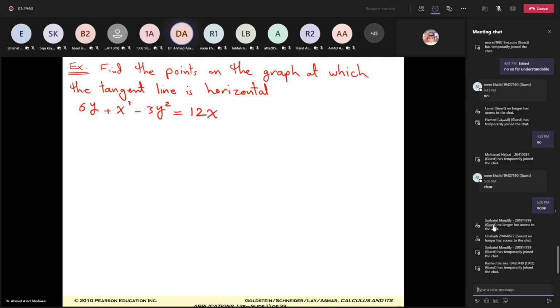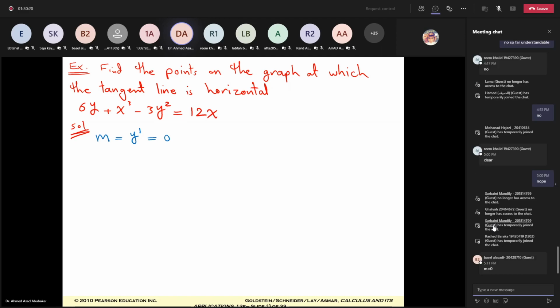This is the equation. We need to find the point that satisfies a horizontal tangent line. What's the meaning of a horizontal tangent line? Horizontal tangent line means the slope, so y prime equals 0. The slope equals 0. We need the value of x.